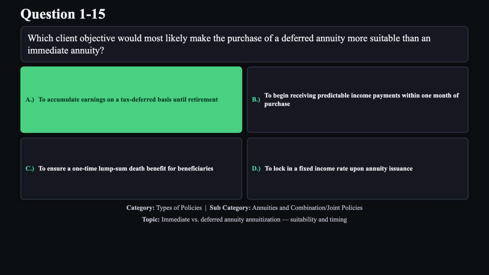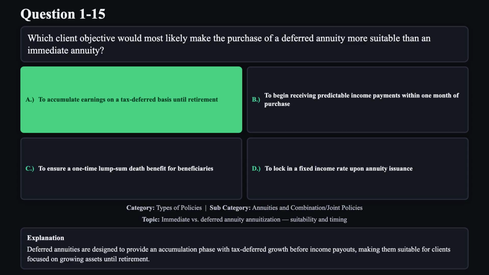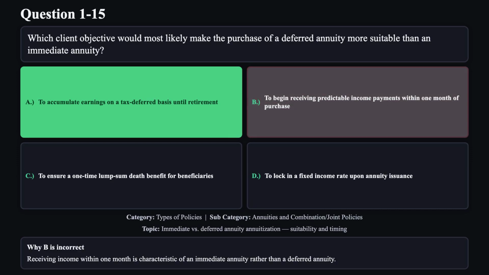The correct answer is A. Deferred annuities are designed to provide an accumulation phase with tax-deferred growth before income payouts, making them suitable for clients focused on growing assets until retirement. Reason B is not correct. Receiving income within 1 month is characteristic of an immediate annuity rather than a deferred annuity.